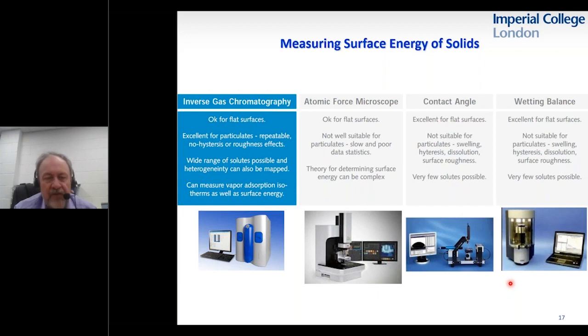However, if I've got a flat surface, I've got three techniques. What if I've got a powder? If I've got a powder or a very rough surface, none of those techniques are going to help us. If I've got a powder or a rough surface, I need inverse gas chromatography. For particulate materials, it's excellent, it's repeatable, no hysteresis, there's no roughness effects. I can use a very wide range of solids. I can map heterogeneity. I can also determine isotherms. So there's a lot of things I can do using IGC that I can't do with the other techniques. So for particulate materials, for measuring surface energy, it's the go-to method.